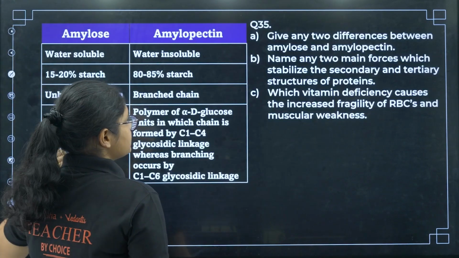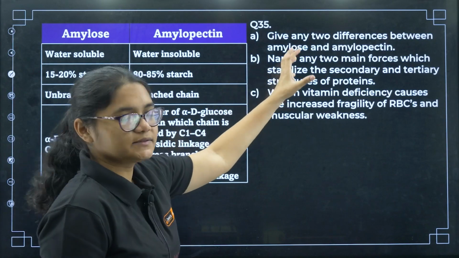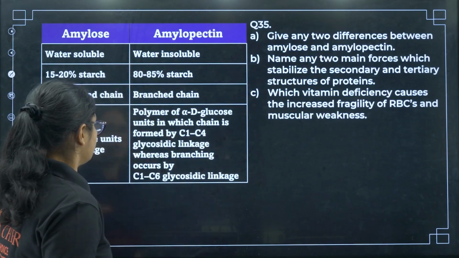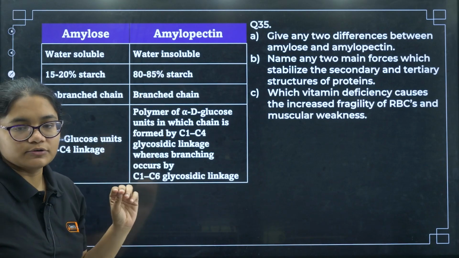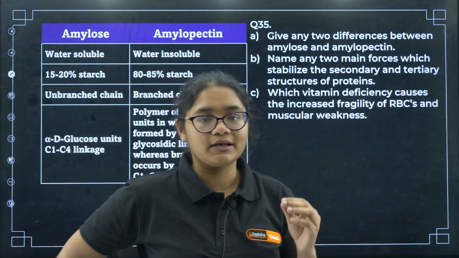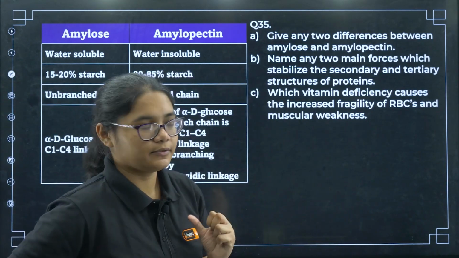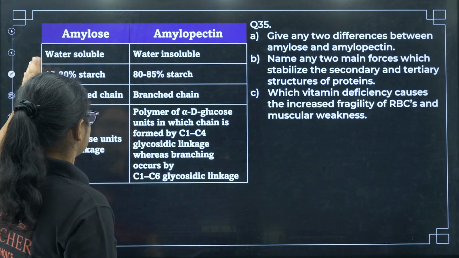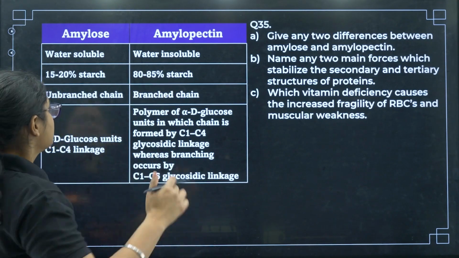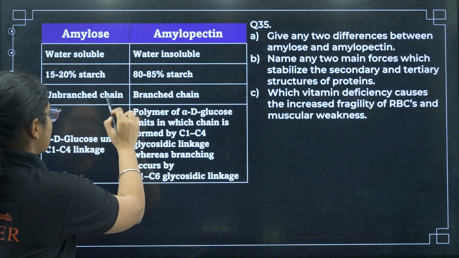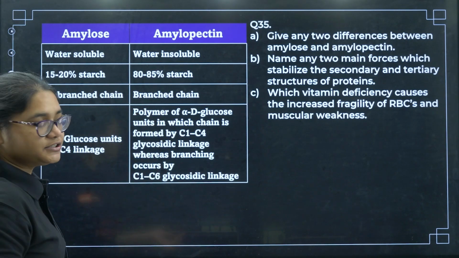Now the first question here is: give any 2 differences between amylose and amylopectin. You can see the first one: it is water soluble and water insoluble. Both amylose and amylopectin are a part of starch. Next, amylose is 15 to 20% of the starch, while amylopectin is 80 to 85% of the starch. Amylose is water soluble, unbranched chain, and amylopectin is branched chain.